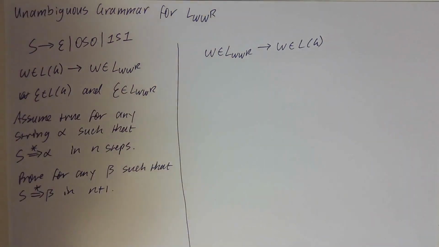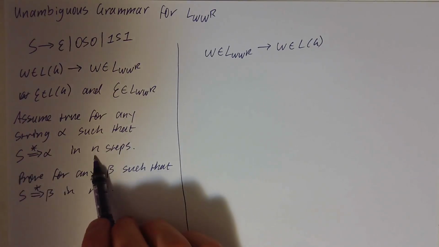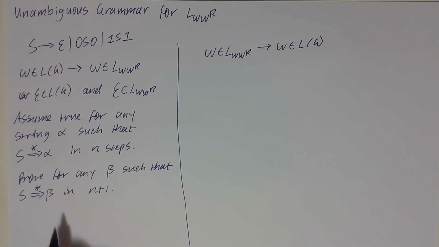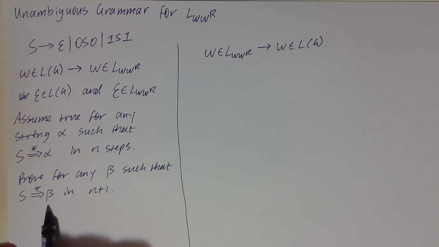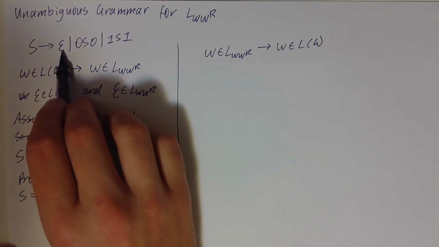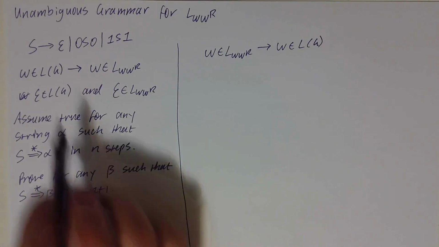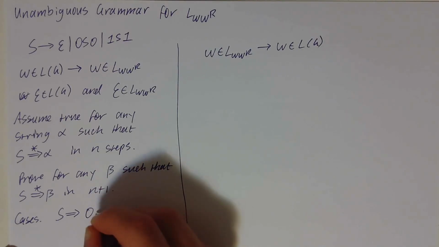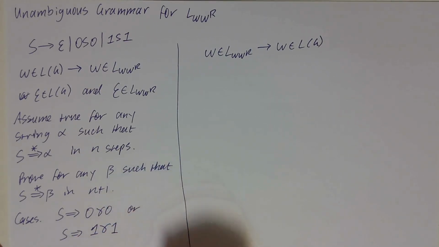So formally, we will assume the property is true for any string alpha such that alpha is derived from S in n many derivation steps, and we'll prove it for any string beta with n plus 1 many derivation steps. Now, if there's n plus 1 many derivation steps in this derivation here, it's pretty clear the first production rule we use cannot be S goes to epsilon, because then I couldn't do anything afterwards and it would be a derivation of length 1, right? So the first step is going to have to be this or this, right? So we have two options. S first goes to 0 gamma 0, or S goes to 1 gamma 1, for some string gamma that can be derived in n steps.